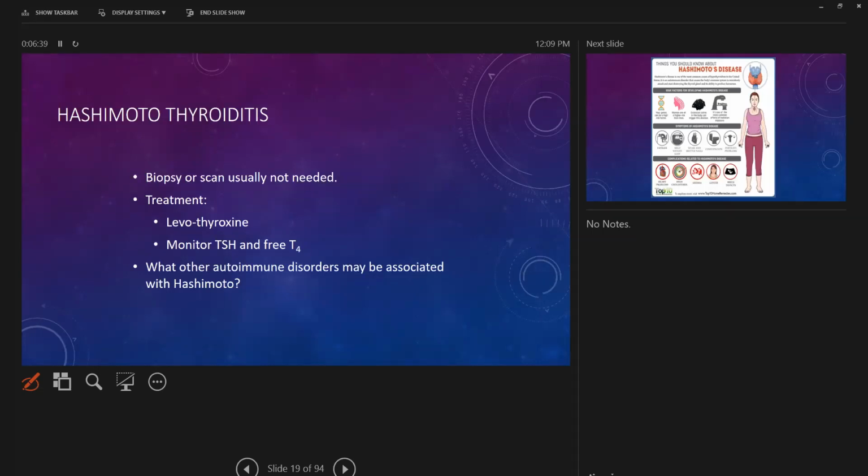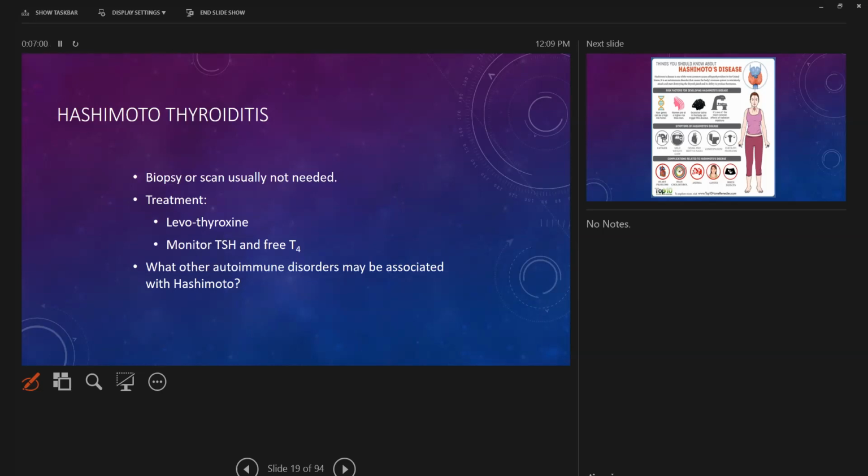We want to monitor the TSH and the T4. We can biopsy or scan if we absolutely have to, however, not normally necessary. And then we're going to replace that T4 in the form of levothyroxine. What other autoimmune disorders may be associated with Hashimoto's thyroiditis?